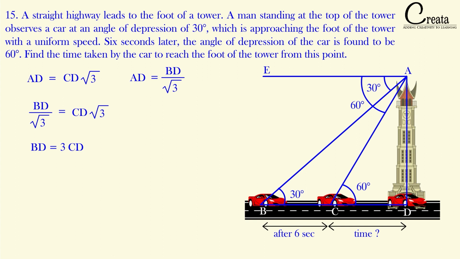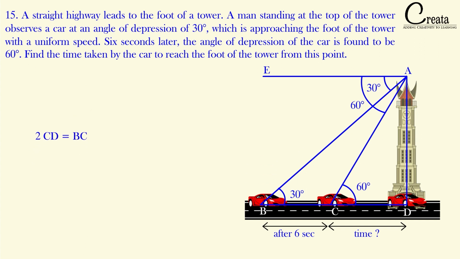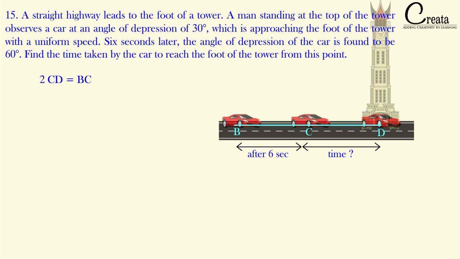Further, if you observe the figure, here BD is this complete distance, which is composed of two parts, BC and CD. So we can replace BD with BC plus CD. On solving, we got 2CD is equal to BC. That is, BC is 2 times of CD. Further, in the question it is given the time taken by the car to travel from point B to C is 6 seconds, and we have to calculate the time taken by the car to reach from point C to D. Here we got BC is twice of CD, or we can say CD is half of BC.